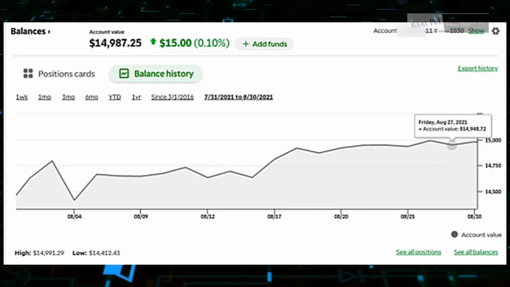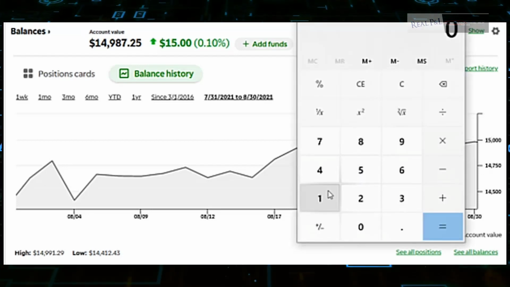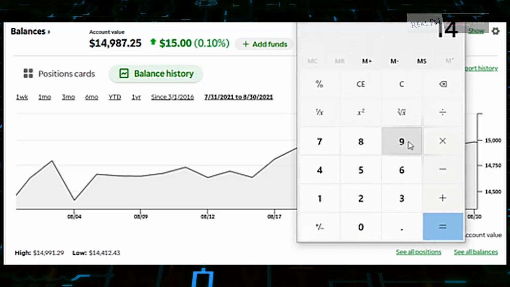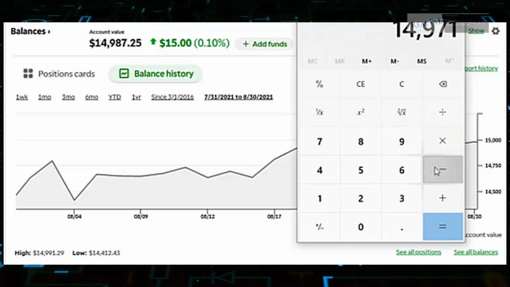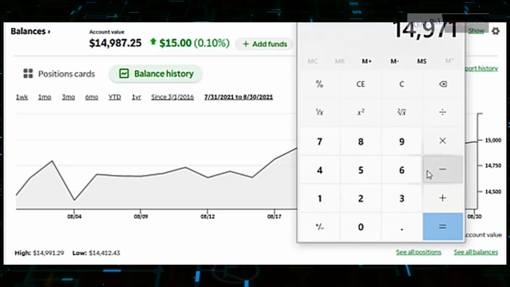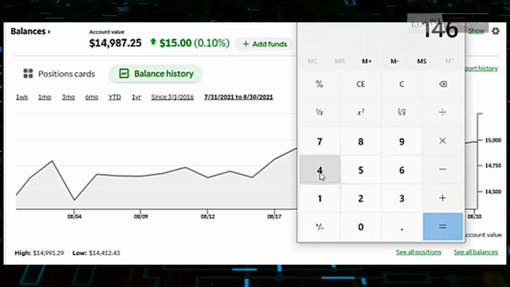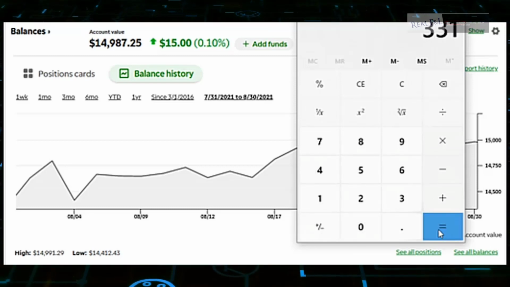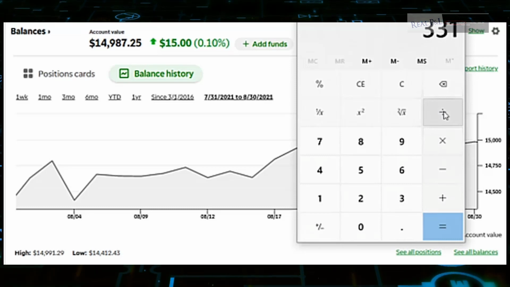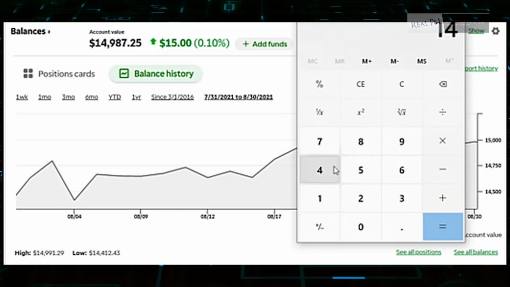So let's do a little bit of math. So if we ended up with $14,971 and we started with $14,640, we ended with $331, divide that by $14,640.